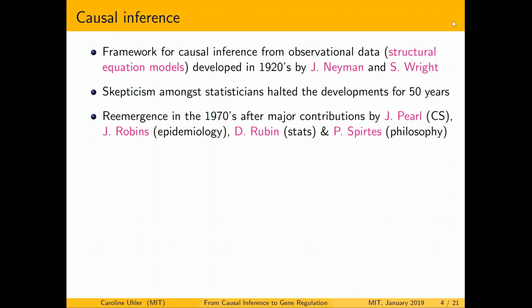contributions, mainly by 4 people: Judea Pearl, James Robins, Don Rubin, and Peter Spirtes. And I put the areas where these people are working because it just shows you how interdisciplinary this field is, right? You do have statistics, you do have epidemiology, more applications, but also philosophy, because you need to define what is actually a causal relationship. And then obviously you also have computer science. So that's where causal inference is located.